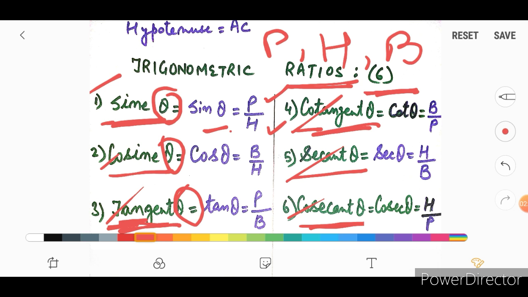Then we come to the second, cosine theta. In the short form, it is written as cos theta, COS, and its value, the ratio, is base upon hypotenuse. In your figure, base was BC and hypotenuse was AC, which I have drawn for you just now. Now come to the third part, tangent theta. Tangent theta in the short form is written as tan theta. Most interesting thing ever in this trigonometry is your tan theta. Remember, its formula is perpendicular upon base, P upon B.